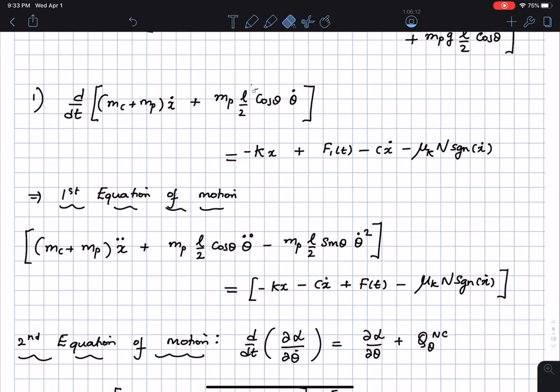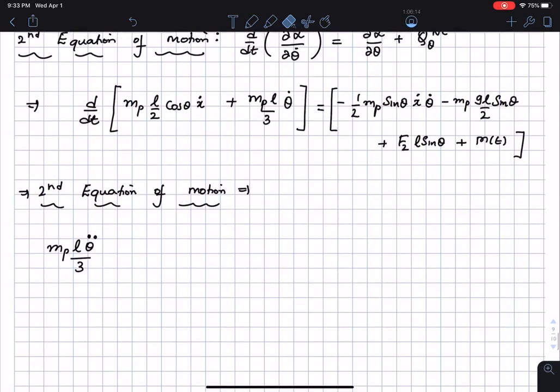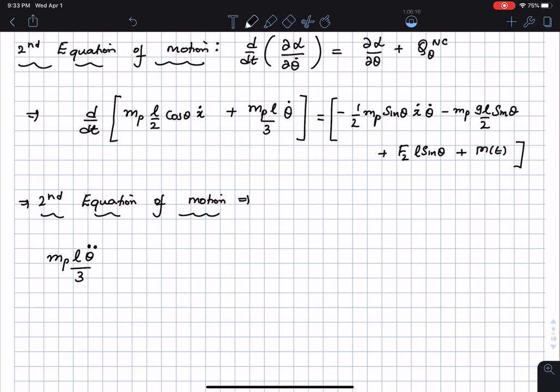I guess that's not the term containing the L squared, that's only in the theta equation, so this is m_p L squared theta double dot by 3. Then I'm going to have plus m_p L by 2 cos theta x double dot. That's another term there, and this is equal to, these are all the terms on the left hand side from the time derivative, then minus m_p g L by 2 sine theta, f2 L sine theta plus m of t.